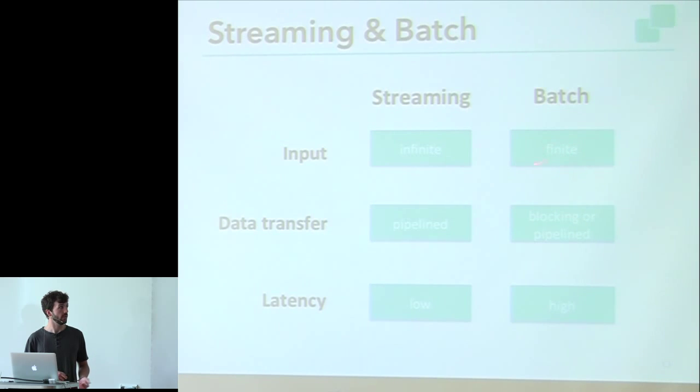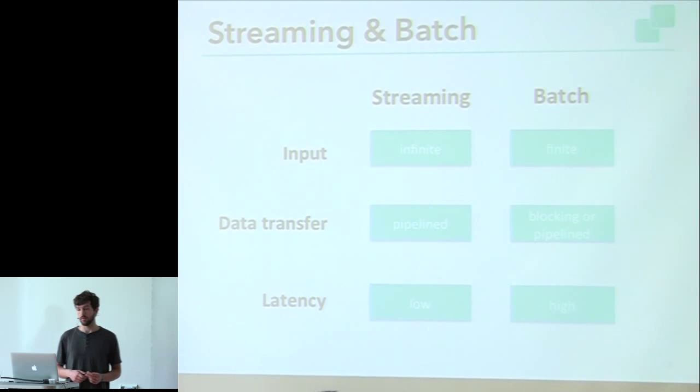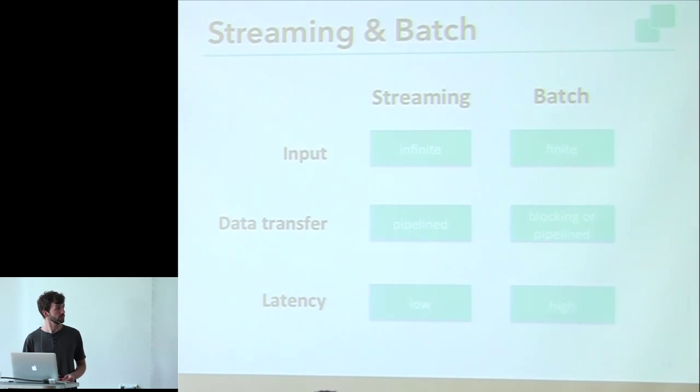On the batch side, you have a file, for example, in HDFS, which is a finite source. Usually in batch you execute blocking, but in Flink we can also pipeline batch programs. The latency you get is usually high because you usually have to process all the data first to get some result.